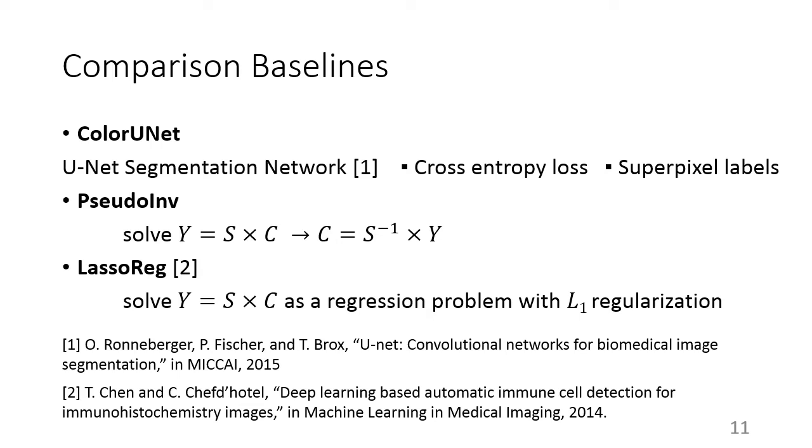When there are many stains, we want to enforce that each pixel has one or few stains with notable concentrations, and so lasso-reg or lasso regression method proposes to solve it as a regression problem with L1 regularization to impose a sparsity constraint on the concentration map.